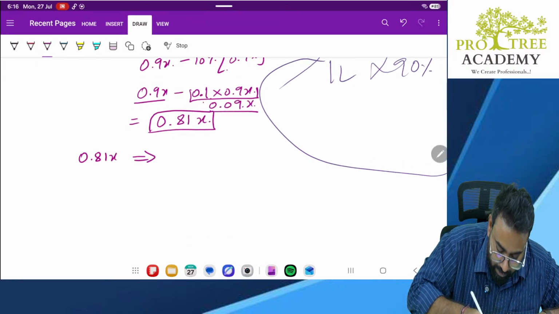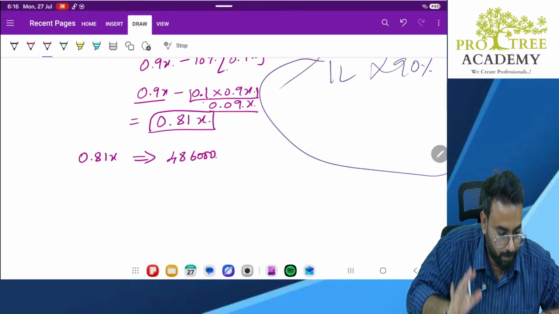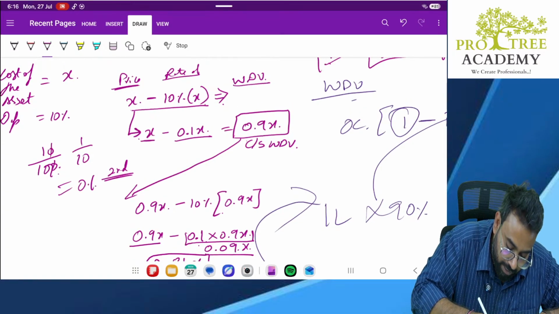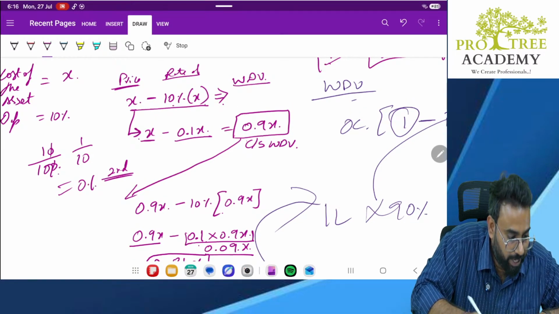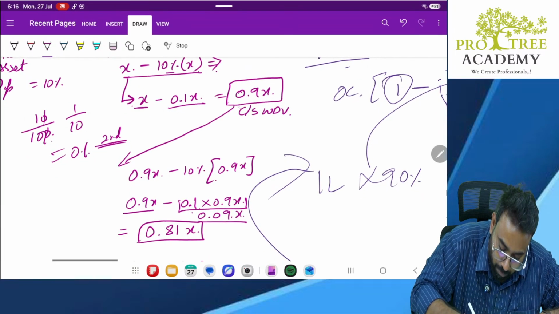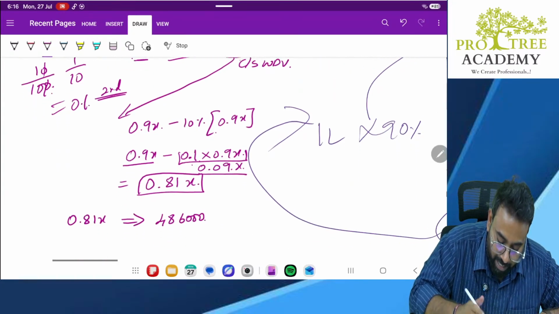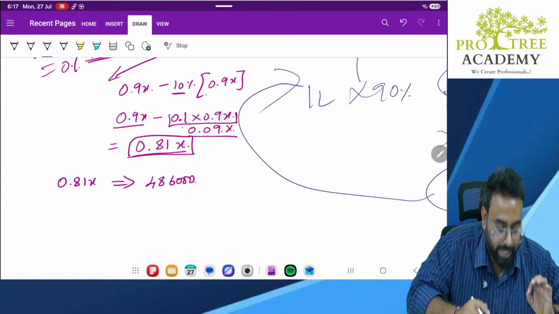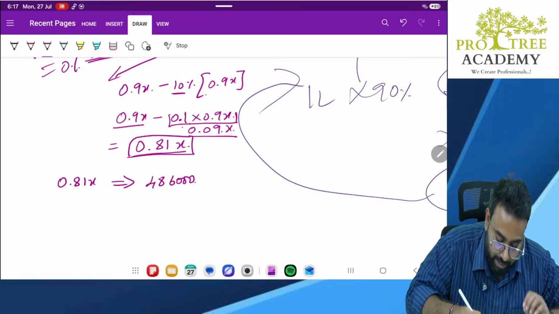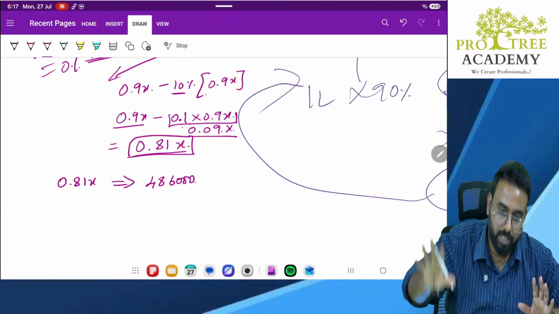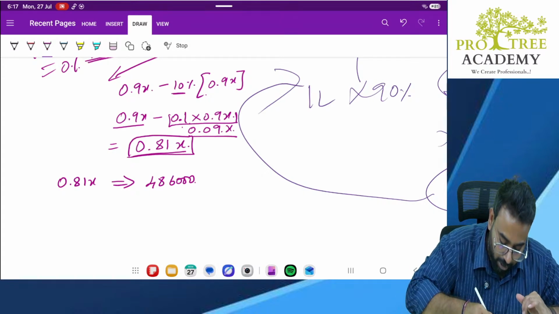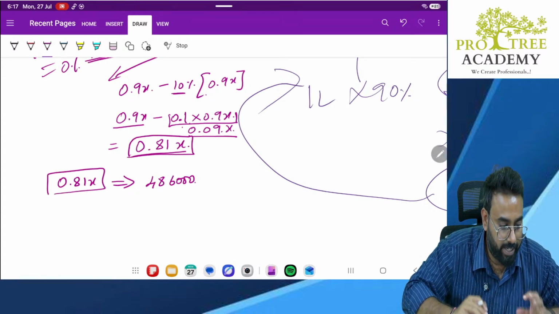Now understand, 0.81x represents 4,86,000. Am I right or not? See here, we started with x, we reduced 10% depreciation, we got the WDV. On that WDV, again 10% depreciation is done, so we got 0.81x. In other words, if our asset price was x, we reduced 10% in the first year, again we reduced 10% in the second year. After that, what value we are having is 0.81x.